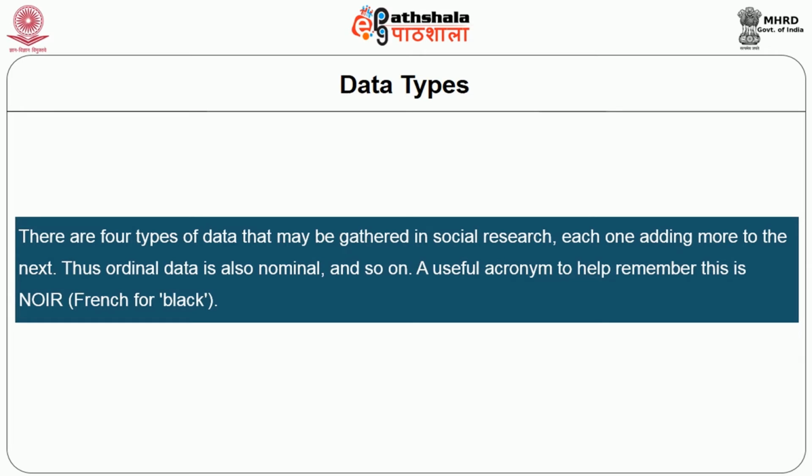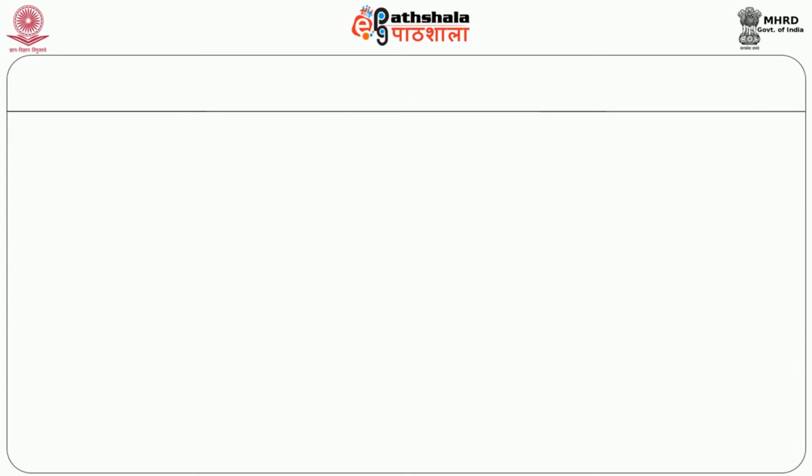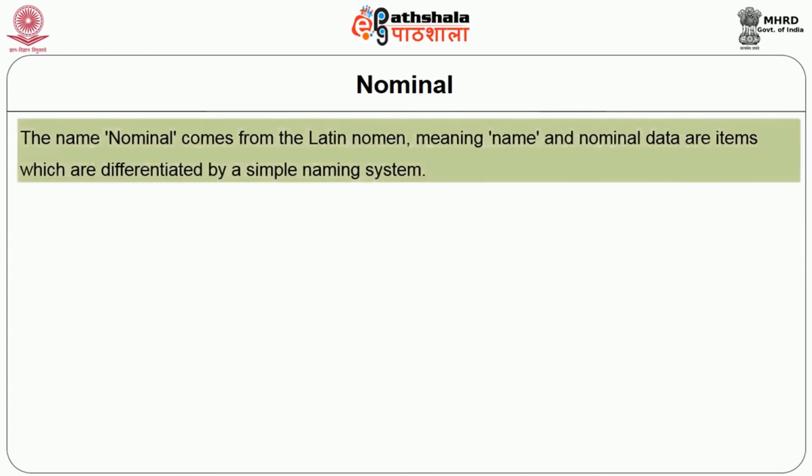Data types. There are 4 data types that may be gathered in social research, each one adding more to the next. Thus, ordinal data is also nominal, and so on. A useful acronym to help remember this is NOIR, which in French means black.